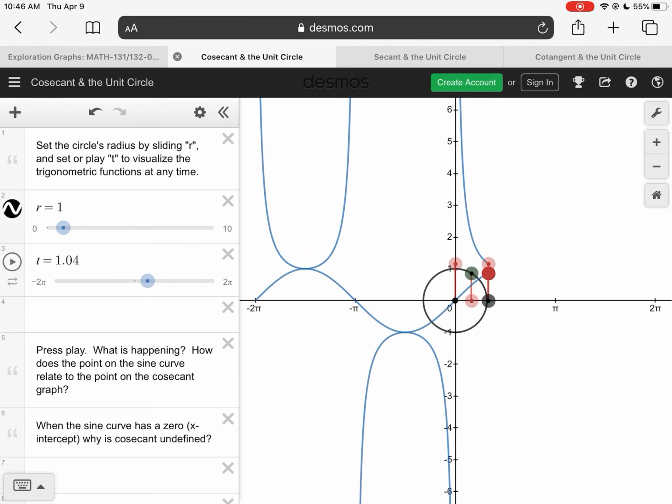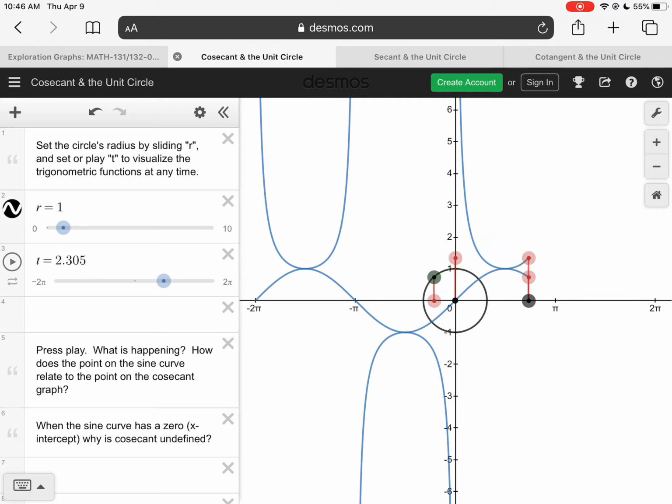And so right here, you get an asymptote. Let's pause and think about why that happened. Why did we get an asymptote when my sine curve was at 0? Well, what's the reciprocal of 0? It's going to be 1 over 0, or undefined. So where sine is 0, the cosecant curve is going to be undefined.